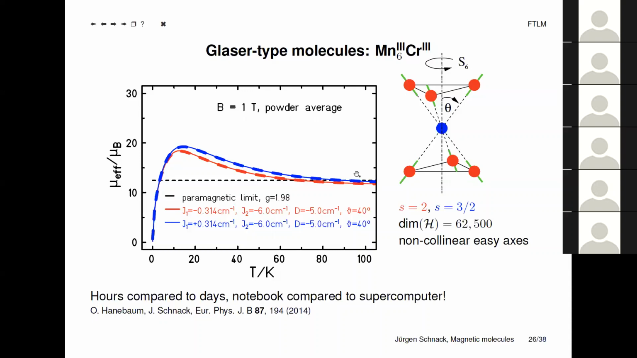And what I want to show you is, first, the dashes are the approximation, and they are on top of the exact diagonalization. This is possible. The Hilbert space dimension is 62,000, but it only takes hours to make the approximation compared to days to do the real calculation with the exact diagonalization, because you also need to average for the powder. And you can stick to a notebook compared to a supercomputer, which we usually use for the exact diagonalization.